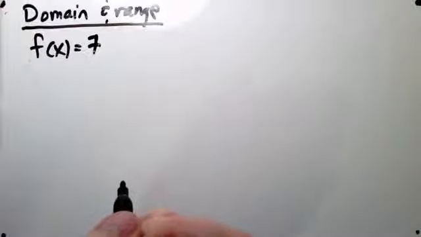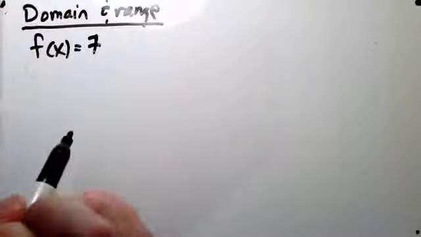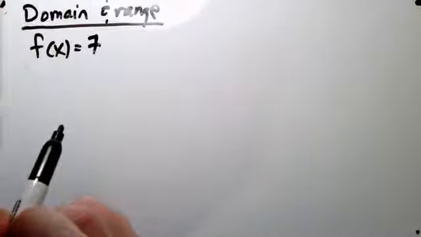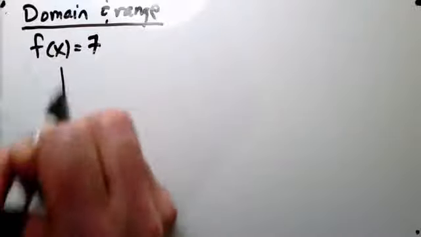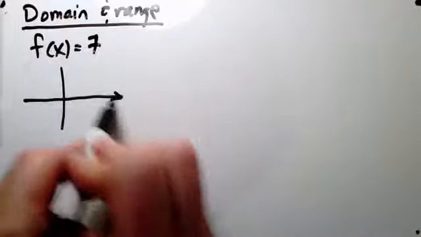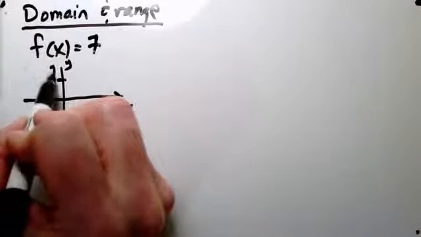The first function they ask us to consider here is f of x equals 7. This one's so silly that sometimes it's hard because of its simplicity. No matter what x value I put in here, and any value of x would be allowed, I can always compute that I'm going to get a 7 out. Maybe graphing it is the way to see what's going on.